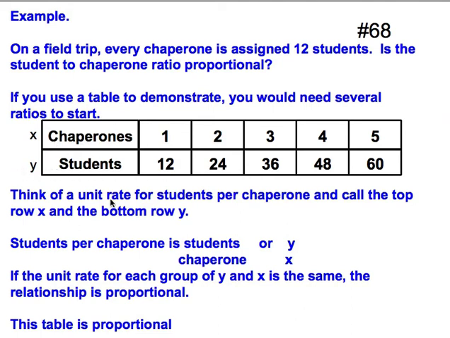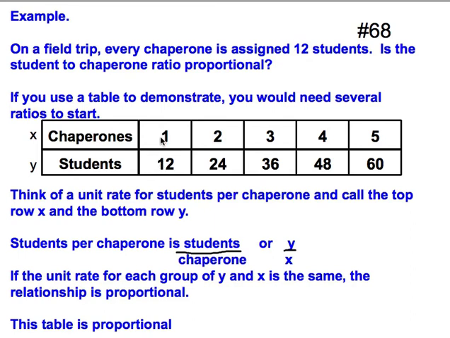Now this isn't in your slides, so write that in too. So students per chaperone can also look like this, students over chaperones. Or, because we labeled students Y and chaperones X, Y over X. So the unit rate for each group of Y and X has to be the same in order for the relationship to be proportional. So let's take a look.